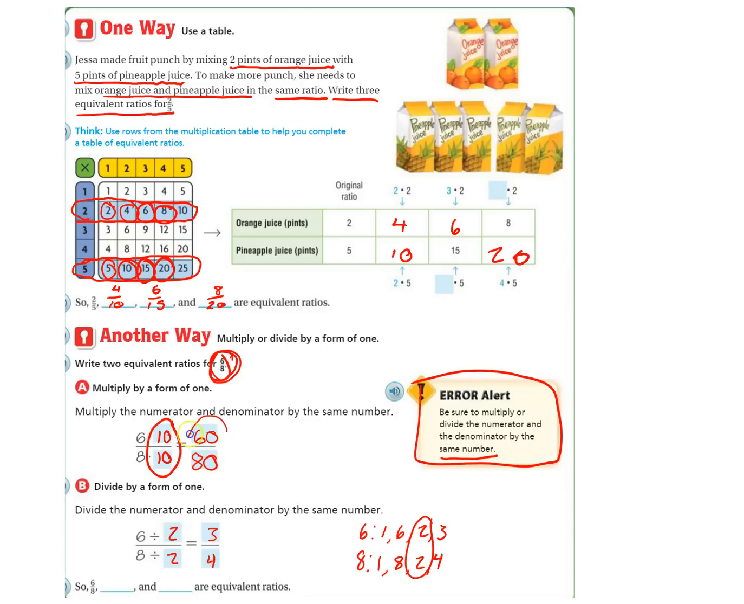So now we have 2 equivalent ratios. 6/8 is equivalent to 60/80 we found, and to 3/4 we found.